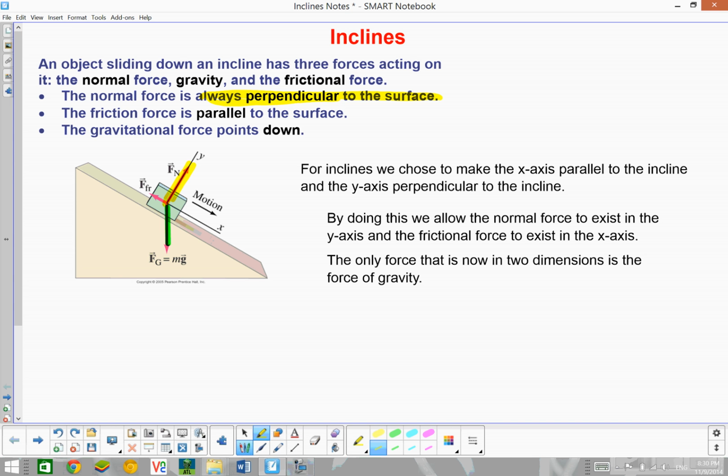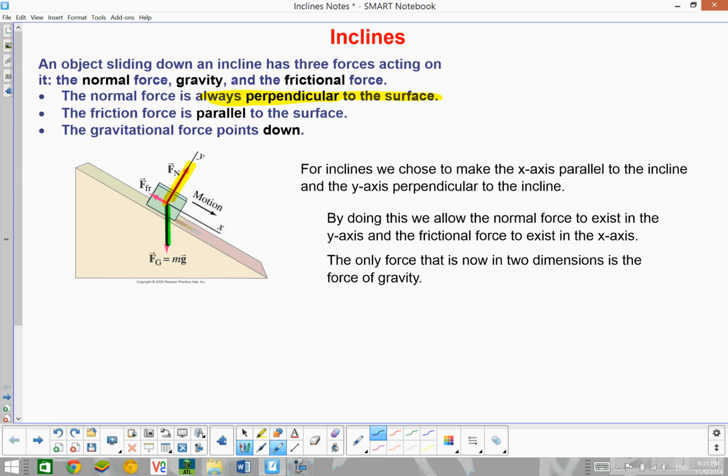Turns out that means the normal force is no longer exactly opposed to the force due to gravity. If you look at this diagram here, you will see that the force due to gravity is straight down, and the normal force is going to be at some angle away from gravity. We're going to come back to that in a minute.